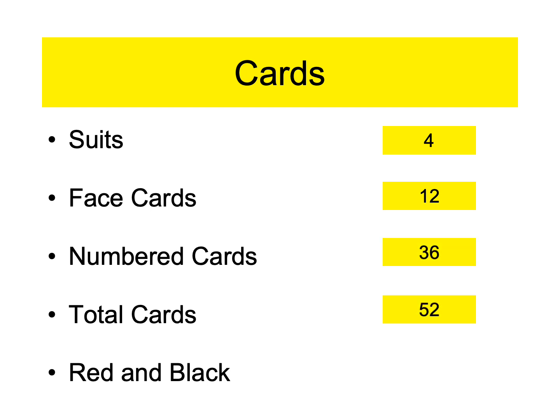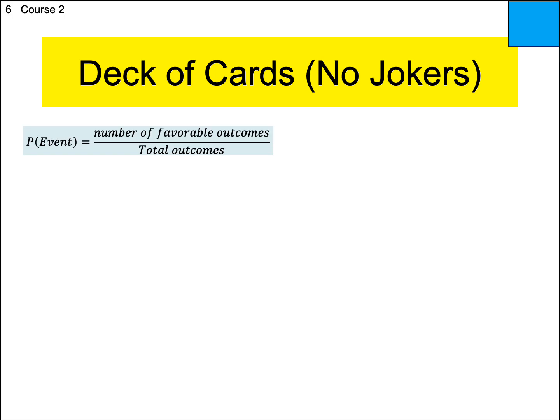Total cards, I said before, 52. It does include 4 aces. We don't consider aces to be face cards. And lastly, half of them are red and half of them are black. So 26 each of red and black. All right. So to do this calculation, we're not going to include jokers in the deck.